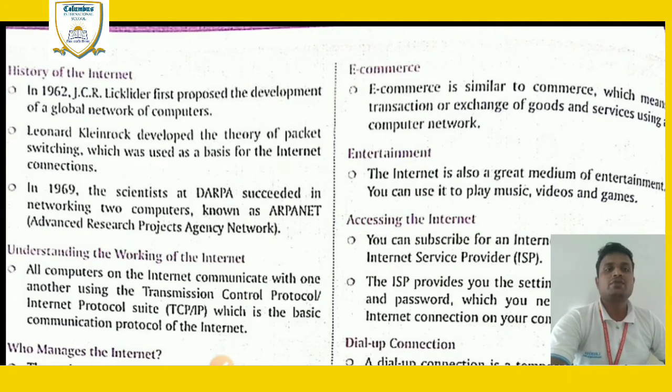As you know, you just see here the topic of the history of the internet. Students, you just see here in 1962, J.C.R. Licklider first proposed the development of a global network of computers. After that, Leonard Kleinrock developed the theory of packet switching, which was used as a basis for internet connections. And lastly, the network found in, you remember this date students, 1969, the scientists at DARPA, Defense Advanced Research Projects Agency, succeeded in networking two computers, known as ARPANET.